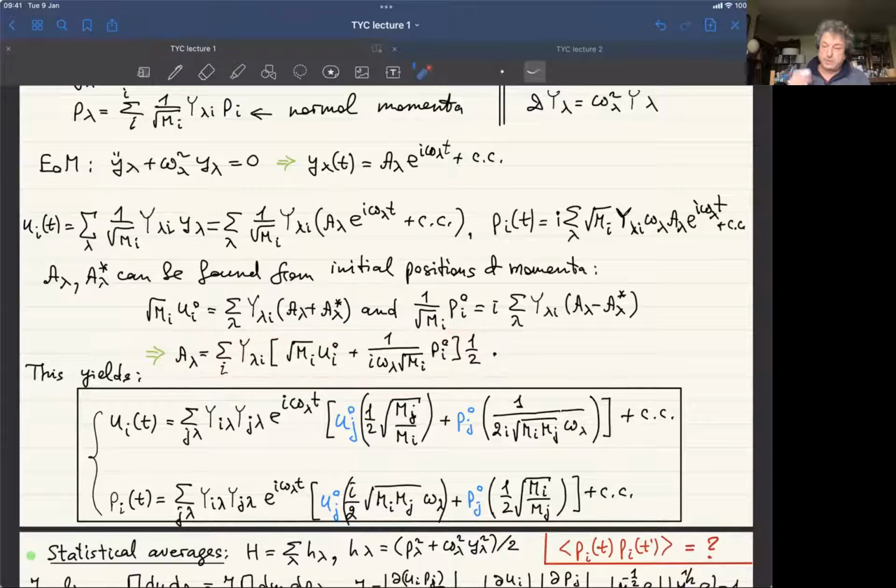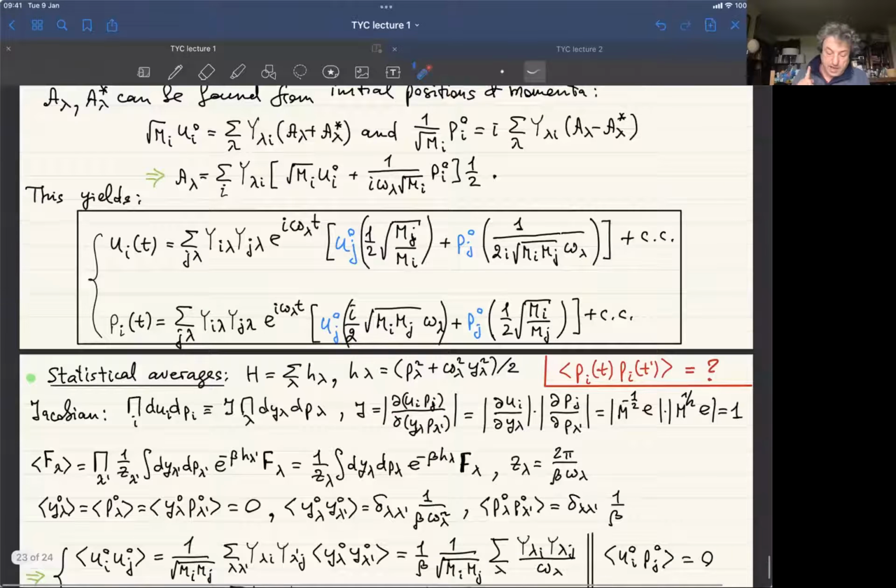Once we have these constants A lambda, we plug them in here, and we obtain this formula, which gives us explicit evolution of momenta and atomic displacements in time if we know the initial positions and initial momenta of our system of atoms. So this is a very interesting result.